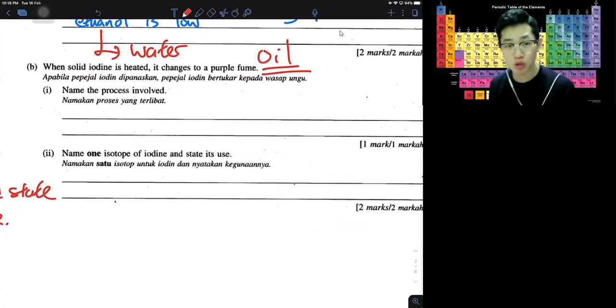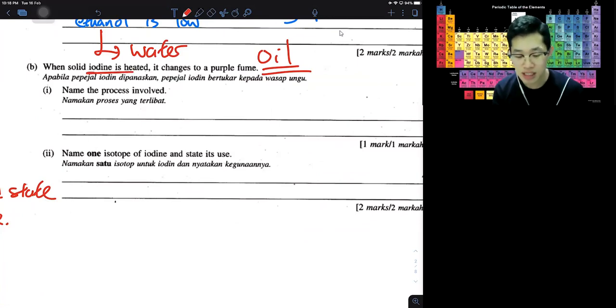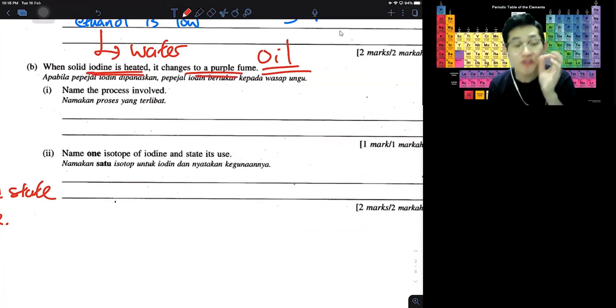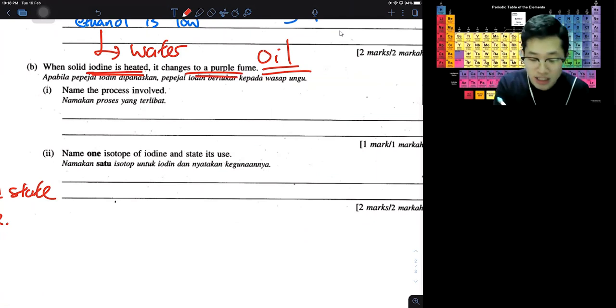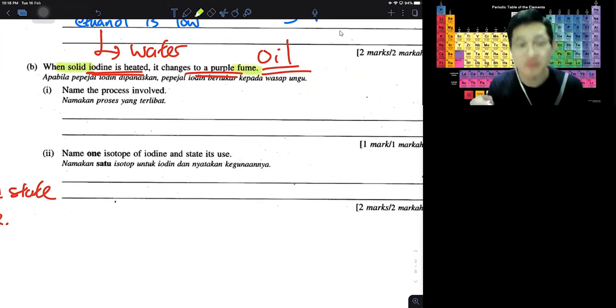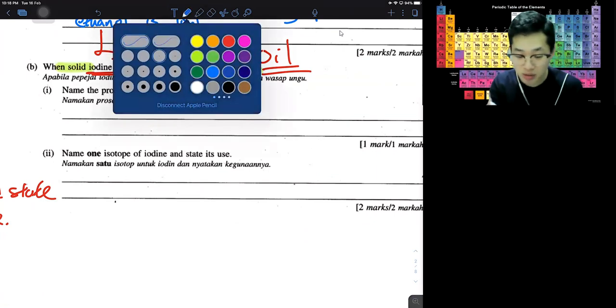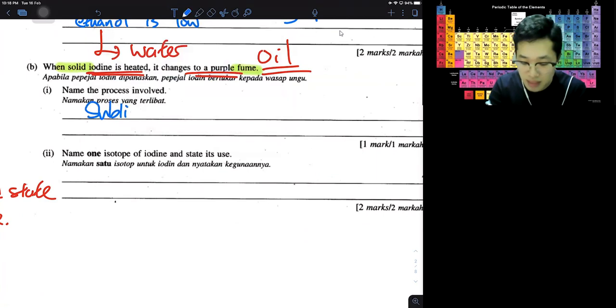Below 100, use water. Above 100, use oil. When solid iodine is heated, it changes to a purple film. Name the process involved. When you heat a solid iodine, it turns into film. Film means gas. So what is this process? Sublimation.